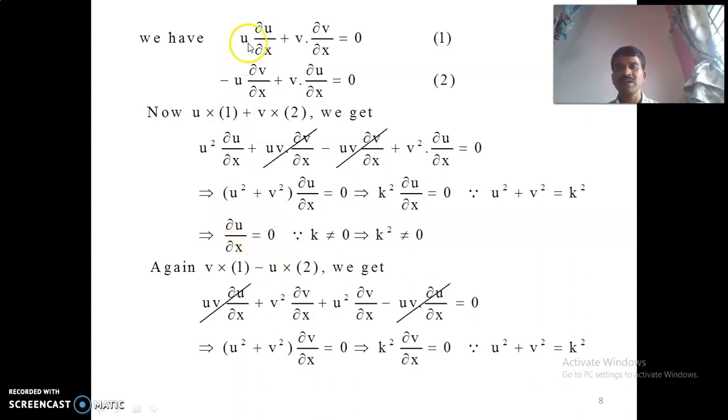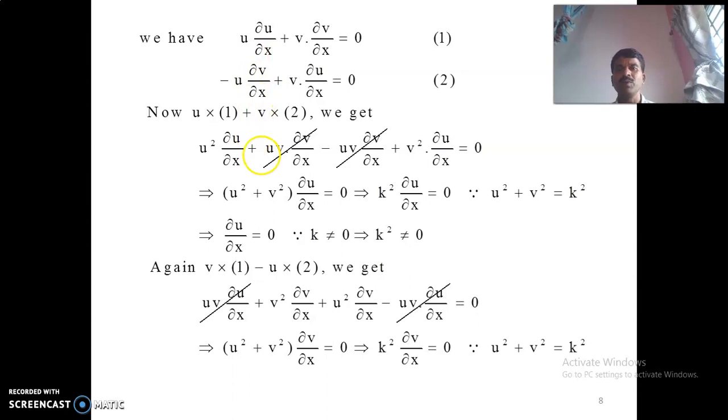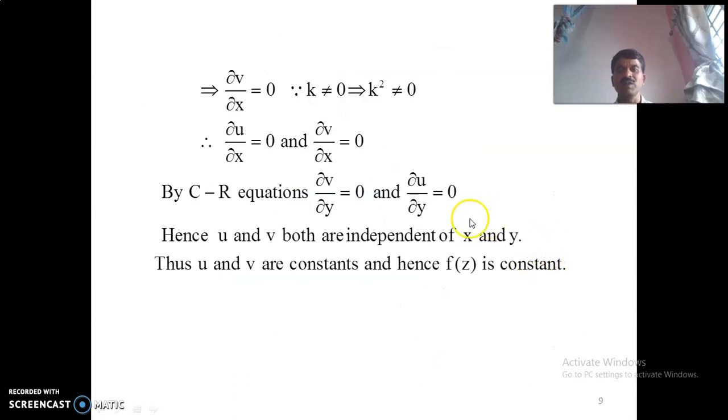And similarly, in these two relations, you multiply equation 1 by v and equation 2 by u, and subtracting these two we get the same kind of relation, but here ∂v/∂x appears. Since k is non-zero, ∂v/∂x is 0. So both ∂u/∂x and ∂v/∂x are 0.